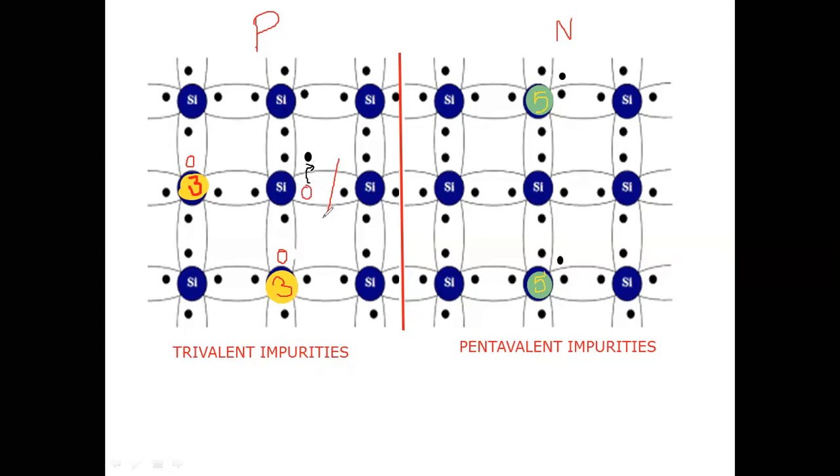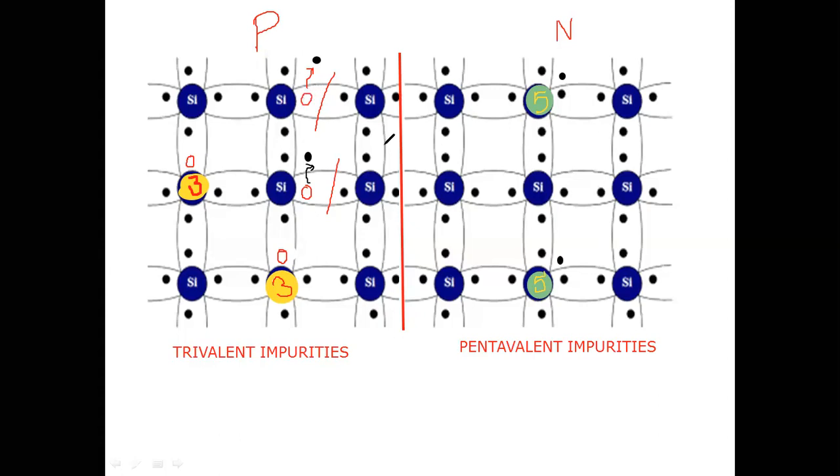Why? Because I'm increasing the temperature. Likewise, suppose for example this bond is also broken. What will happen? This electron will also come outside here. If this electron comes out by breaking this bond, it will leave behind a vacant space which is called a hole. So this vacant space I represent with a hole.